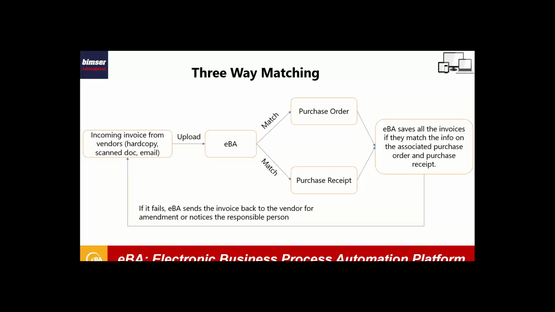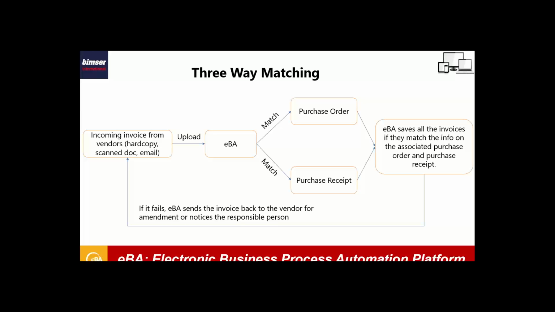If all the information is matched, EBA will save the invoice and all the information from your purchase order and purchase receipt in EBA itself, and also create a bill and adjustment in Acumatica ERP automatically. Therefore, the system will create an official invoice of your company in Acumatica ERP automatically.